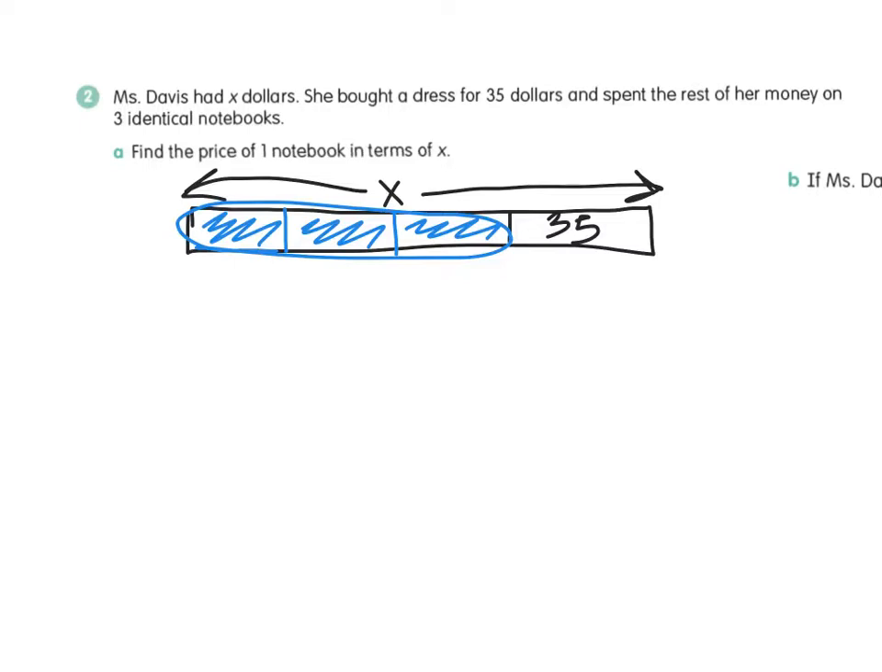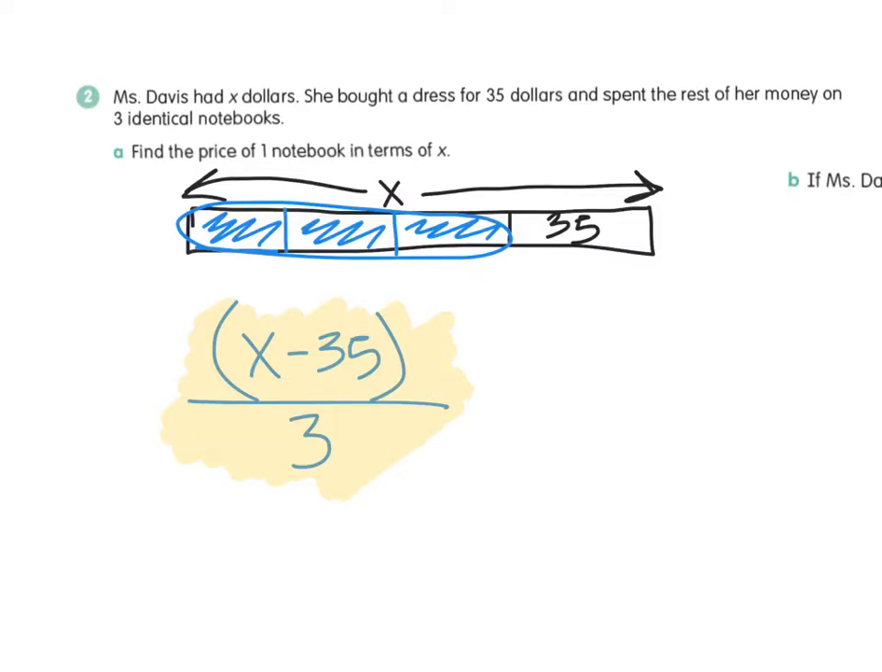So to start with in the problem, we started with having an X. Then we subtracted 35 from the X. And after we did that first step, then we divided it into 3 sections. So this is my final answer right here. X minus 35 divided by 3. That is the price of one notebook in terms of X.